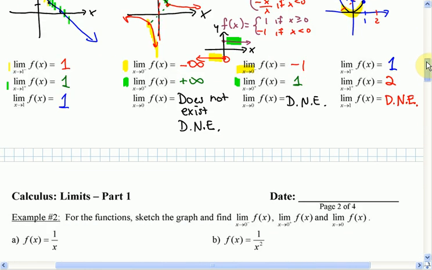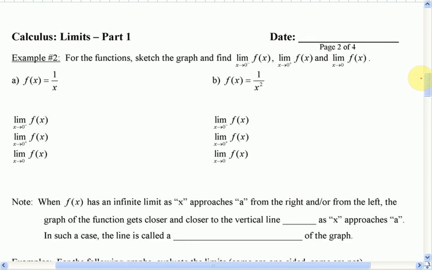Okay, let's turn the page. Okay, I think we've actually done 2a already, so done. See previous page. But I'd like you to at least try 1b. So for this function, see if you can sketch the graph and then find the limits in this case. Okay.